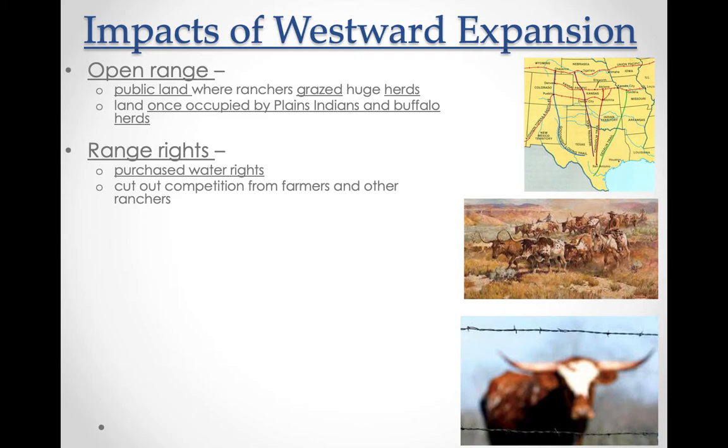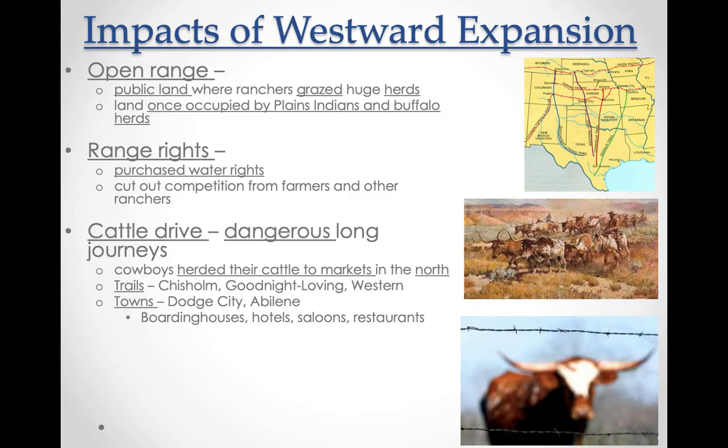This cut out competition from many other farmers and ranchers and led to individual ranchers developing larger and larger farms and ranches. The cattle drive became an essential part of life in the western part of the United States and the Great Plains. Cowboys were frequently seen herding their cattle to market from Texas up to the northern cities in Nebraska and Kansas, where the railroad lines were located.